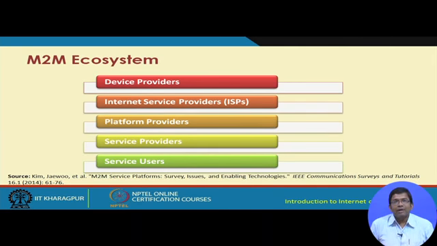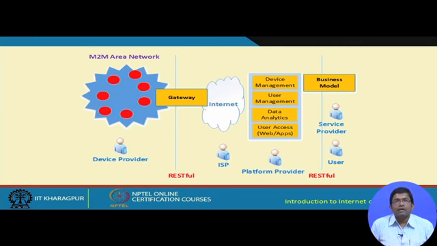When we consider the M2M ecosystem as a whole, we have different components of it. We have device providers, internet service providers, platform providers, service providers and service users. So let us look at each of these in detail in this particular figure. What we see is this M2M area network, and we have the device provider. The device provider is the one which provides these devices, which basically is the owner of these devices.